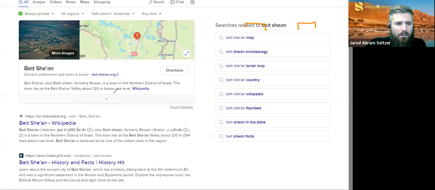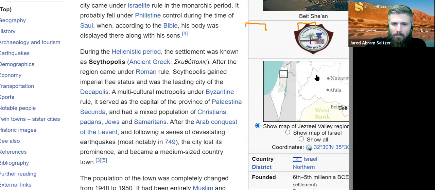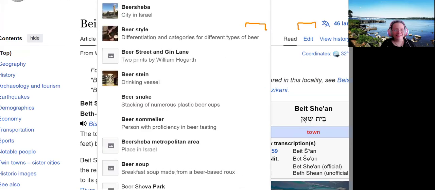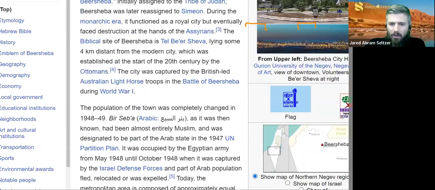That looks, I think it is. Nope, that's not Beit She'an. It's Beersheba. Let's try again. Beersheba. There we go. Okay, so let me scooch that over just a little bit.